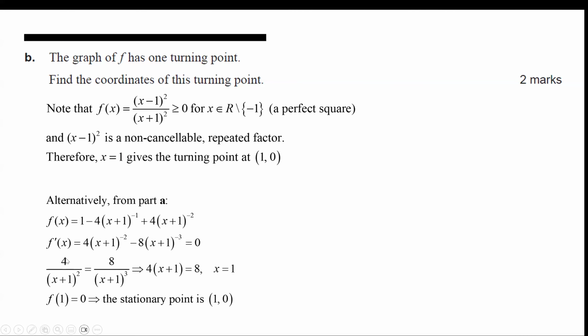Once you get that, you can write the equation in positive indexes, and you can cross multiply and cancel out x plus 1 squared. So you'll be able to get 4 times x plus 1 equals 8, and x equals 1. Therefore, the stationary point is (1, 0) as a pair of coordinates. So it involves some sort of a method, let's say a method mark for differentiation equated to 0. And then you attempt to solve this equation for x and get the full coordinates for the answer mark.